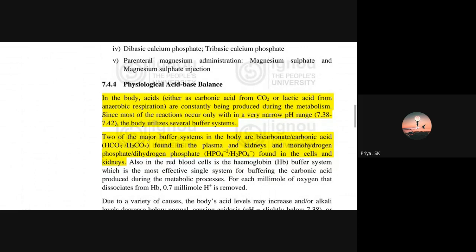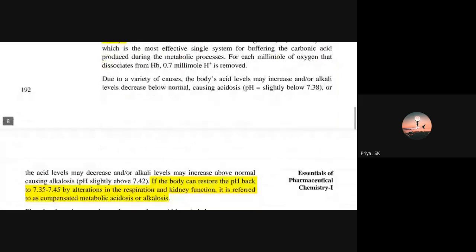Two of the major buffer systems in the body are the bicarbonate carbonic acid buffer found in plasma and kidneys, and the monohydrogen phosphate dihydrogen phosphate buffer found in cells and kidneys. So these are the main buffer systems present in our body.